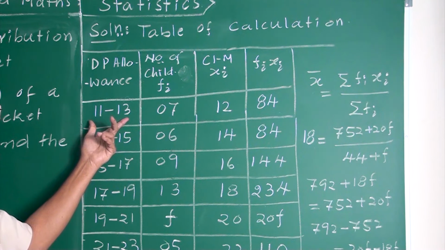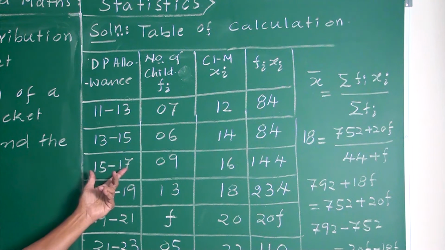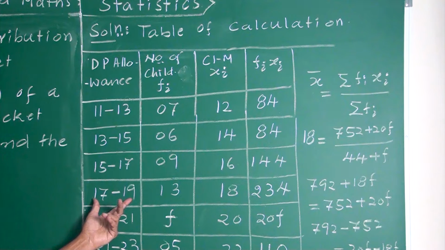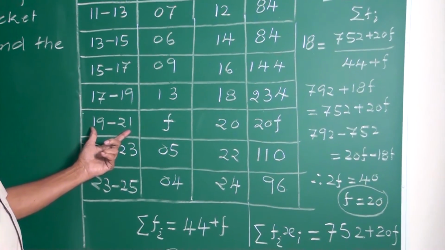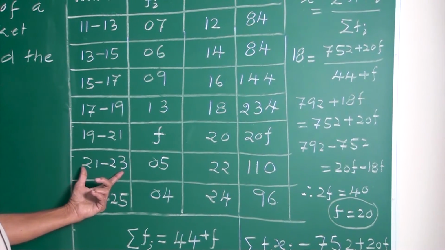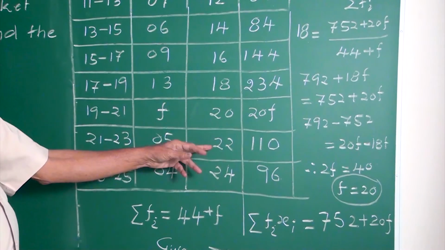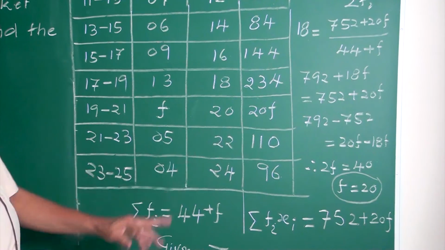Add these two, divide by 2. It is 24 divided by 2. It is 28 divided by 2. This is 32 divided by 2. This is 36 divided by 2. This is 40 divided by 2. This is 44 divided by 2. This is 48 divided by 2, 24.